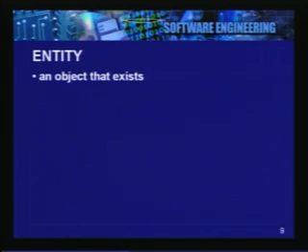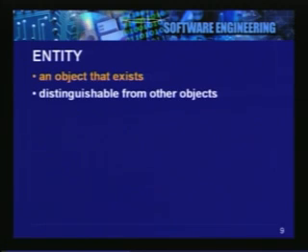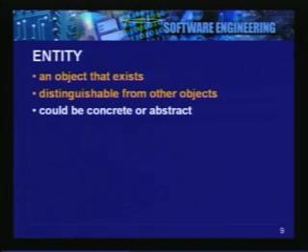Entity simply means an object that exists. This is an object which exists in the real world. An object must be distinguishable from other objects. And finally, the object may be something physical, a concrete entity, or it may be an abstract entity. So it does not have to have a physical dimension.